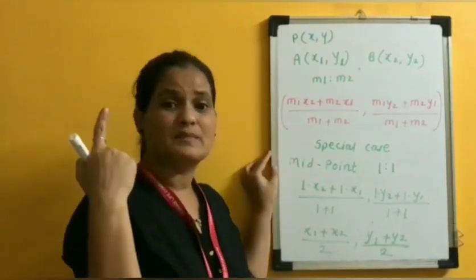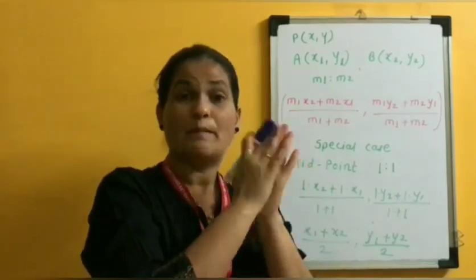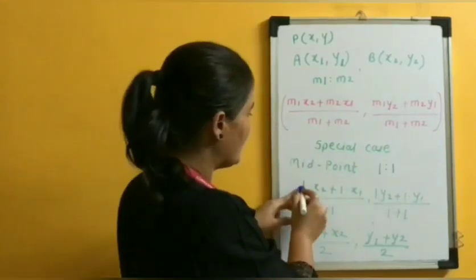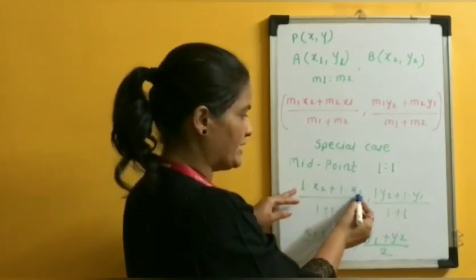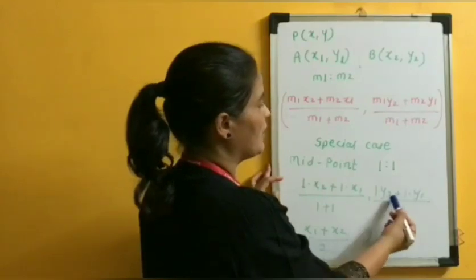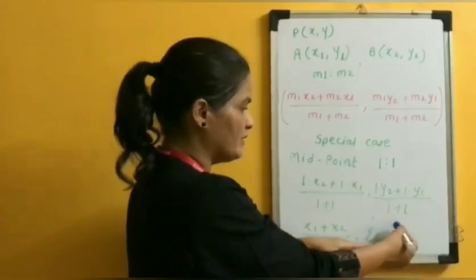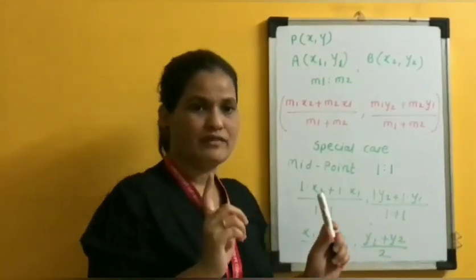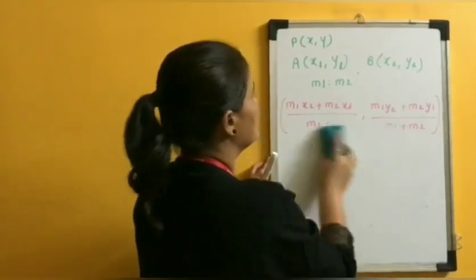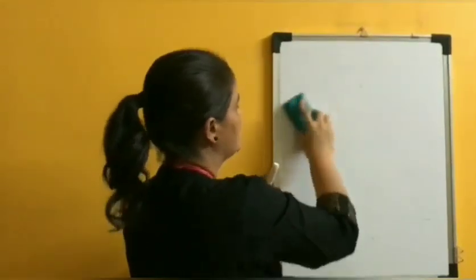So there is one special case. Suppose the point is the midpoint, which means it is dividing in the ratio 1:1. So it will become (1 into x2 plus 1 into x1) upon (1 plus 1), and (1 into y2 plus 1 into y1) upon (1 plus 1). So that means (x1 plus x2) upon 2 and (y1 plus y2) upon 2. But this is only for the special case. So we can use this section formula for solving the examples.